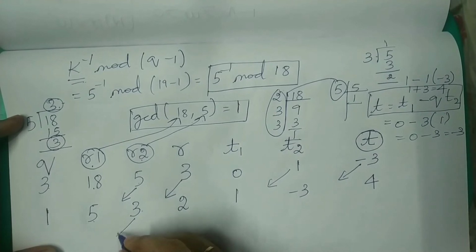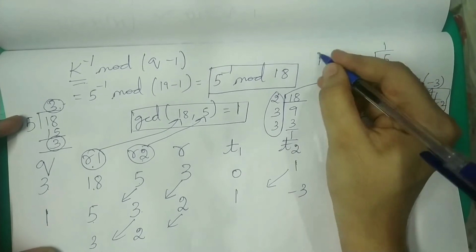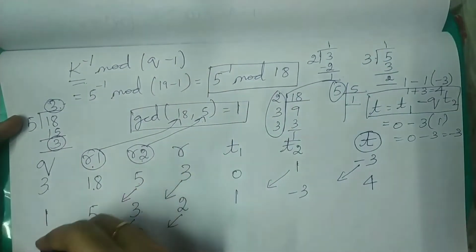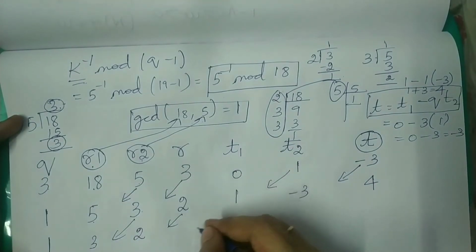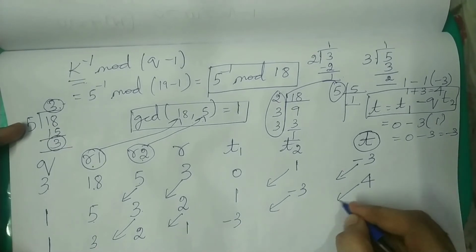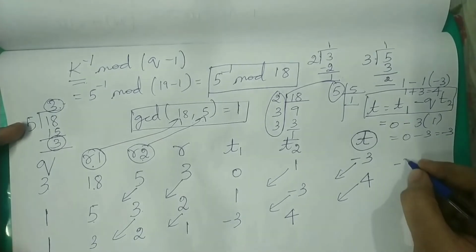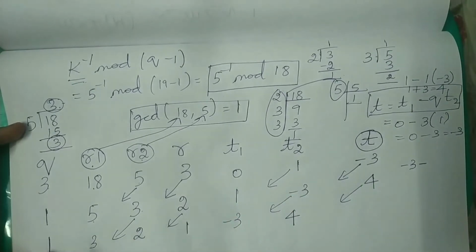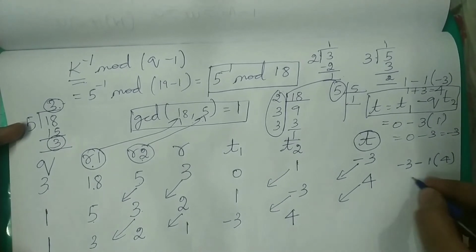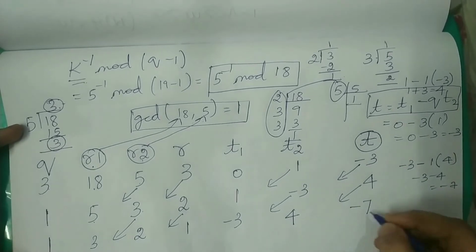Now I should bring this R2's value over here and R's value over here. Now I should divide this 3 by 2. It will go 1 time. I'll get the remainder as 1. So the remainder is also 1. Quotient is also 1. Next I should bring this T2's value over here and T's value over here. And I should find the T's value. That is T1, which is minus 3, minus the Q's value, 1, into T2, which is 4. So minus 3 minus 4, which is minus 7. So I should write minus 7 over here.